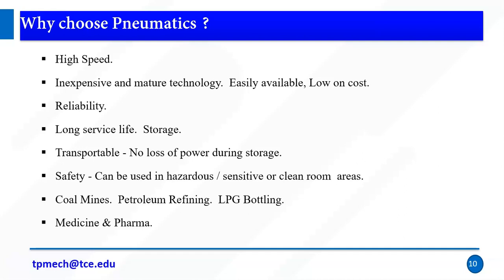Can be used in hazardous, sensitive or clean room areas, right? So here we can use it. It has more safety purpose. Gold mines, petroleum refining, LPG bottling. So these are some of the hazardous places where we can use pneumatics to control or to do the process.